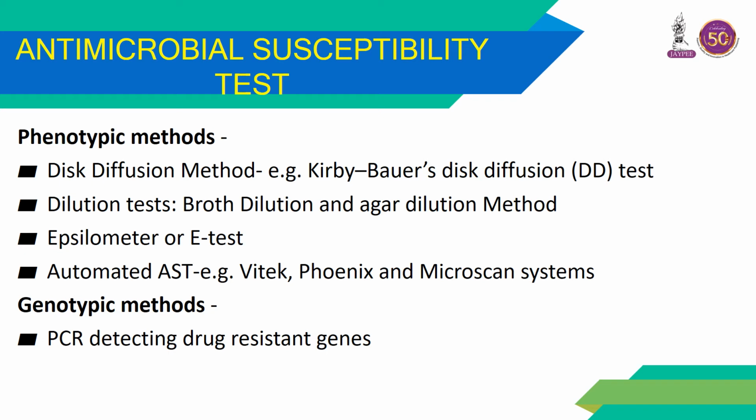Now the first three, that is disc diffusion, dilution, and epsilometer, are all manual methods. That is, the technician will perform the test from start to end. But automated AST means the machine will itself provide us with the result and we don't have to do much for it.